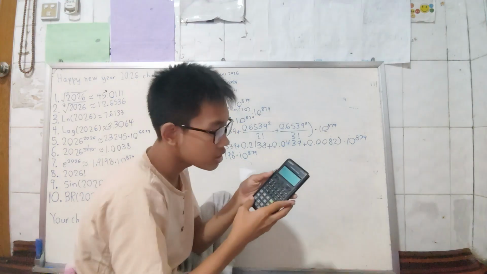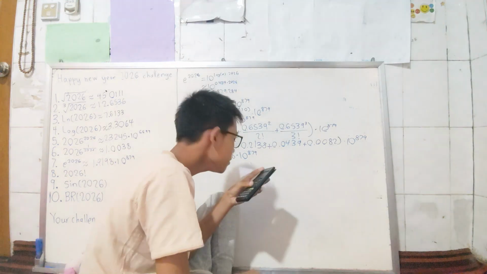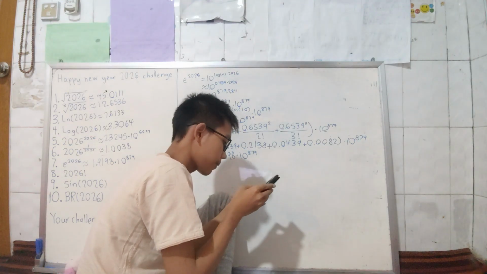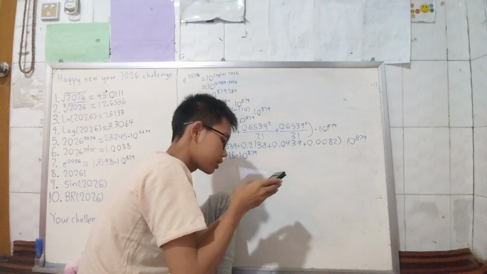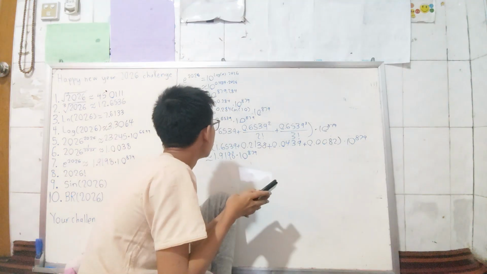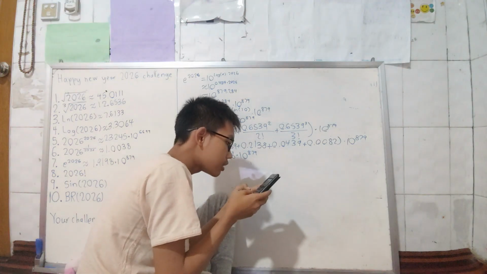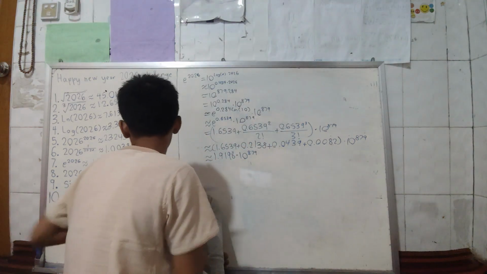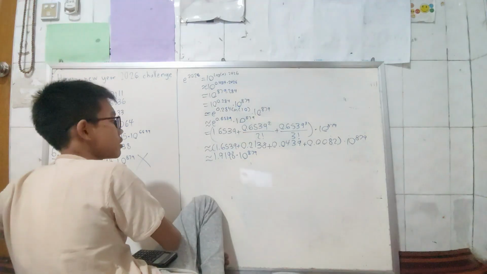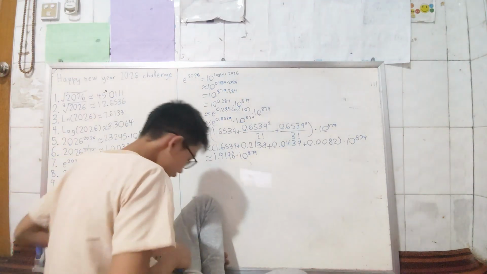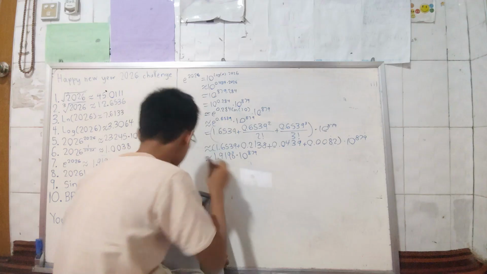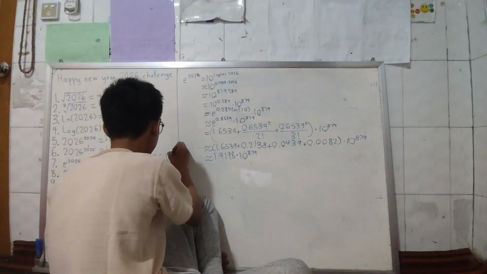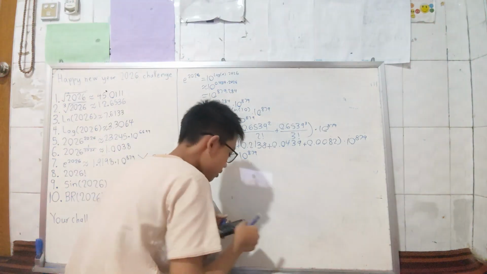So e to the 2026. Oh, it gave me an error, but I can still check it. 2026 log, 2026 log e minus 879. So it's not really accurate. No. So it's not accurate to even one significant figure. The actual number is 7.76 times 10 to the power 879. So it's not accurate.